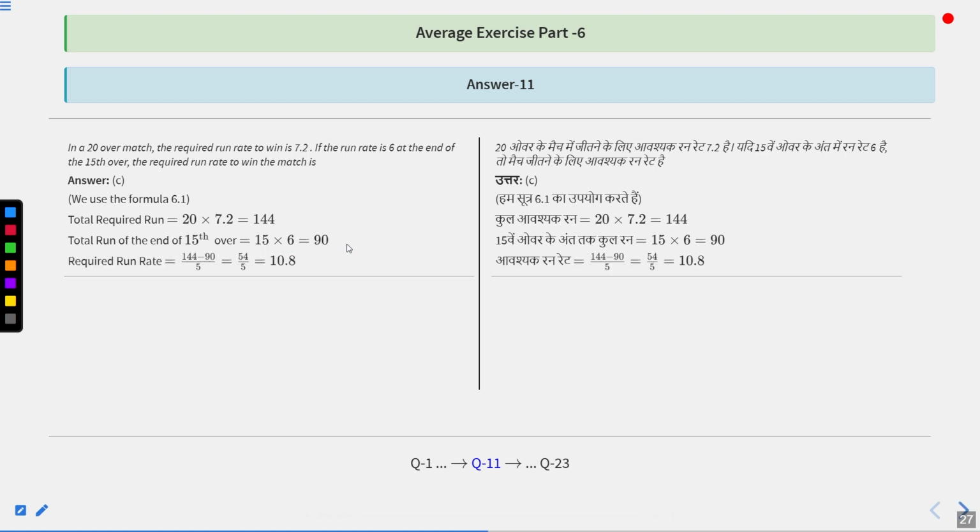So what will be the required run rate? We do 144 minus 90 upon 5, because only 5 overs are left. So when we calculate it, we get 10.8. Clear? So the required run rate will be 10.8 runs. C is the correct answer.